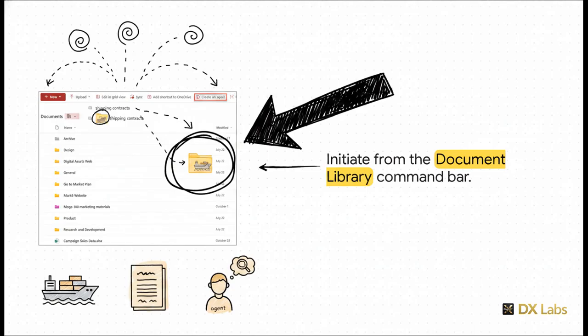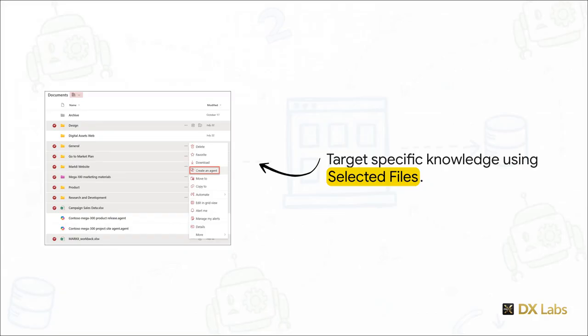Our second entry point is the document library. Say you're managing a busy logistics department and you only want your agent to know about shipping contracts. You just navigate to that specific document library. Up on the command bar at the top, you click Create an Agent. This instantly scopes the agent to include all the supported files contained just within that specific library. It's super handy. But what if you want to be even more precise?